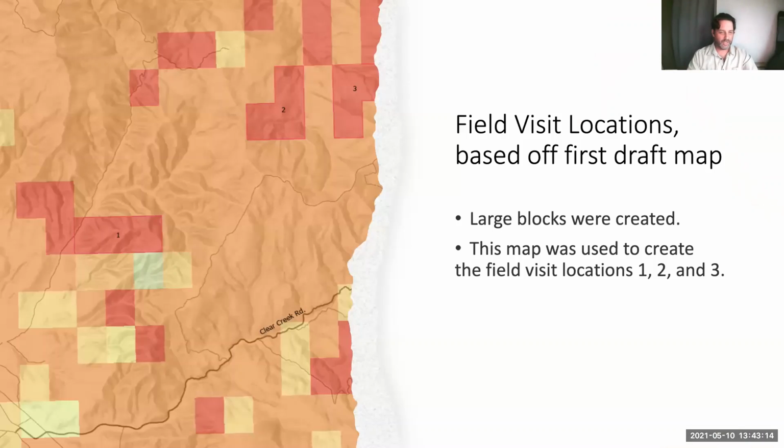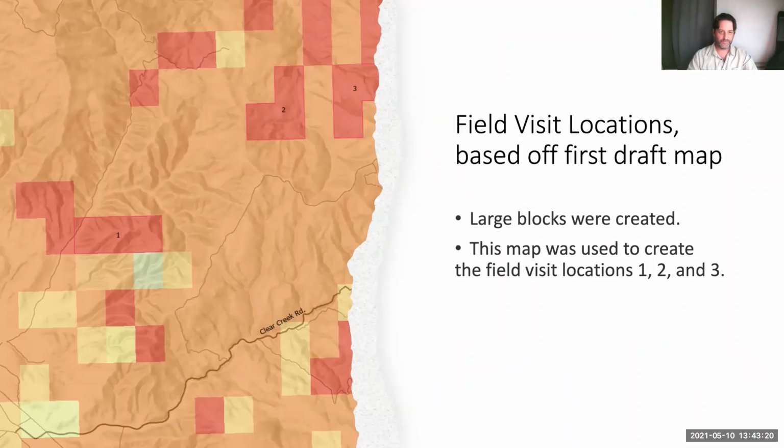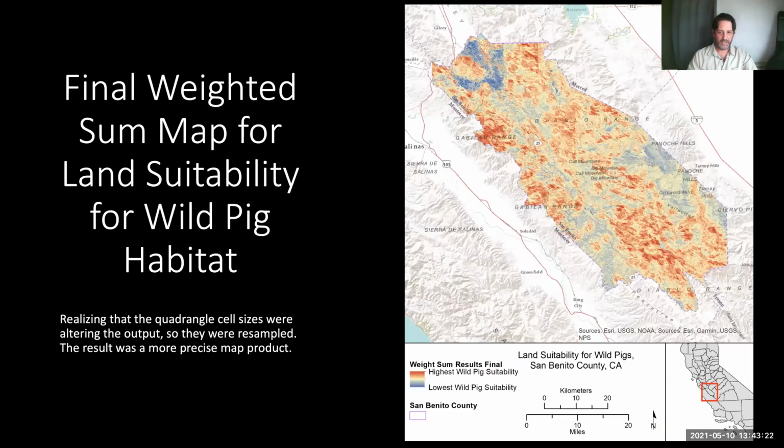So I selected three places to go do field visits. And I resampled it to 10 by 10 meter. And as you can see, it made it more of a smooth surface instead of so pixelated. And the area I went was down in this area. That was my field visit.